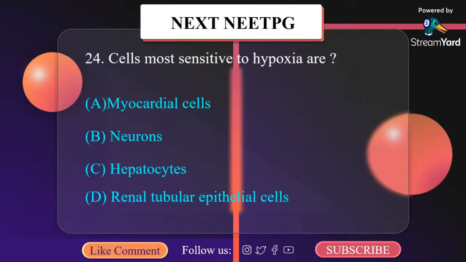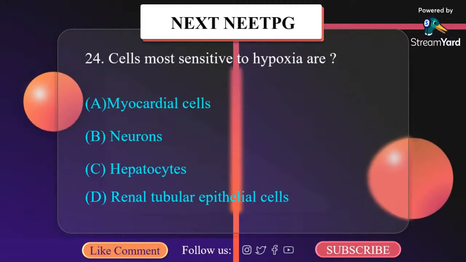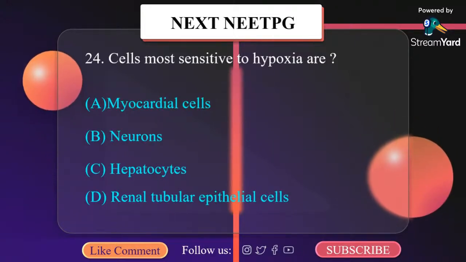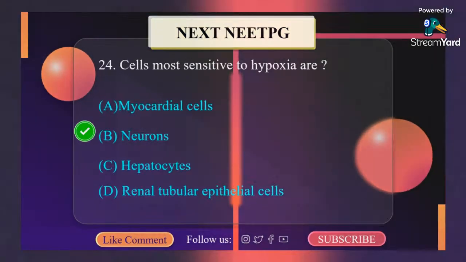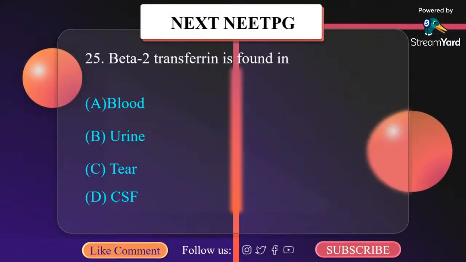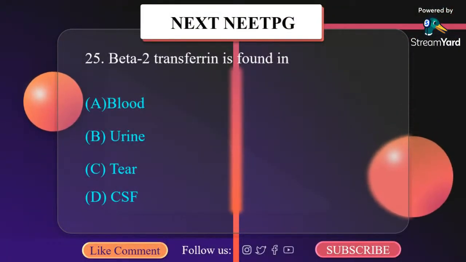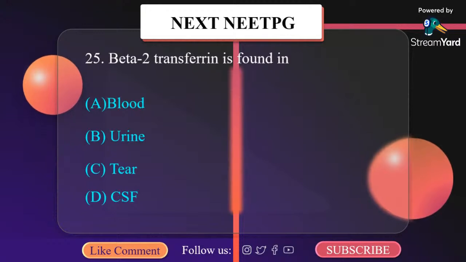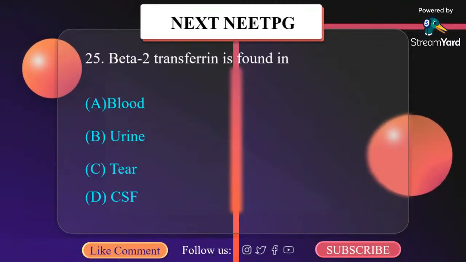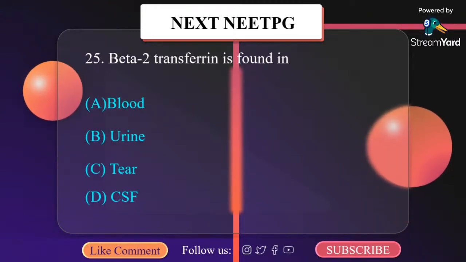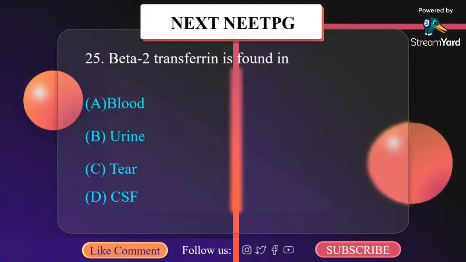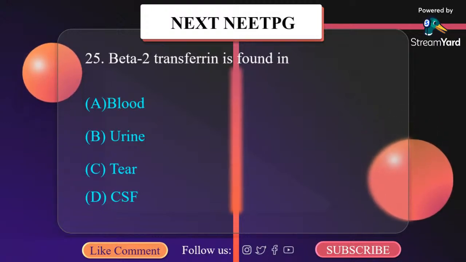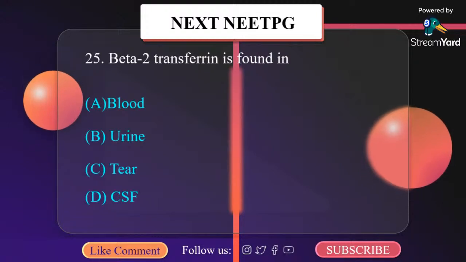Cells most sensitive to hypoxia are A. Myocardial cells, B. Neurons, C. Hepatocytes, and D. Reticulocytes. Neurons. Beta 2 transferrin is found in. Now, this beta 2 transferrin is an isoform of transferrin. It is found in the cerebrospinal fluid. It is not found in other body fluids: blood, mucus, tear, saliva, urine. Therefore, it is a specific marker of CSF and is used for diagnosis of CSF leaks. So, the correct answer is CSF leak.